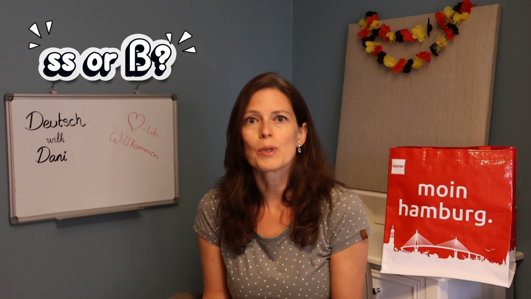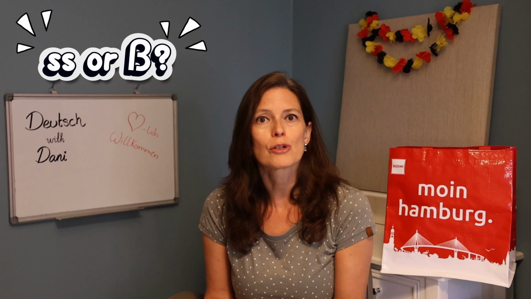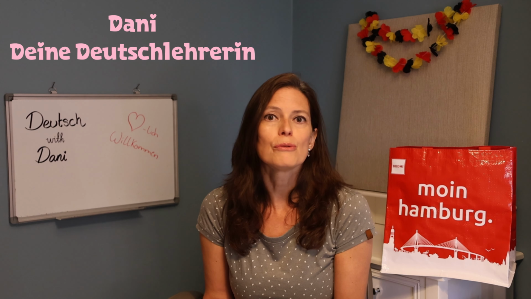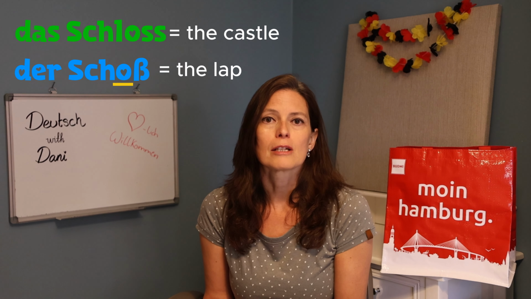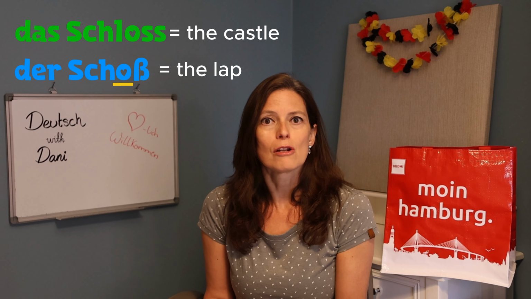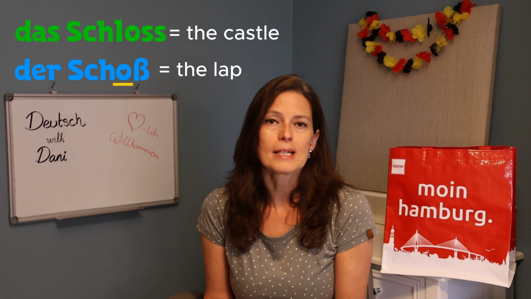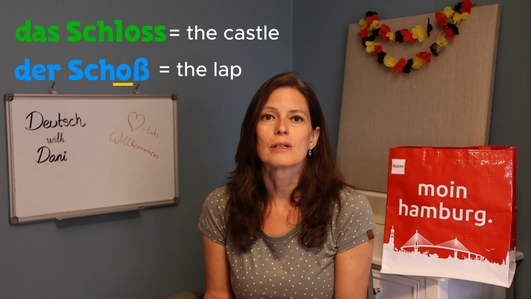Are you also confused when to use double S and when to use SZ? Here is a quick explanation. It depends on the vowel in front of the double S. If it's a short vowel, you write a double S, like Schloss. But if it's a long vowel, you write an SZ, like Schoß.